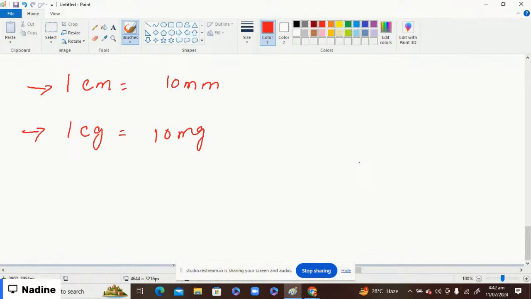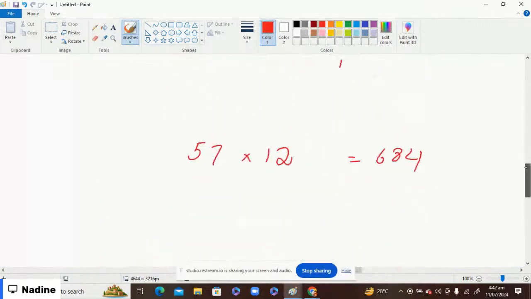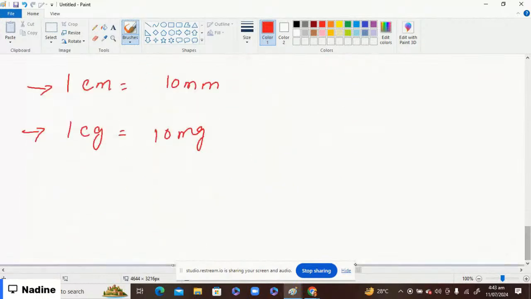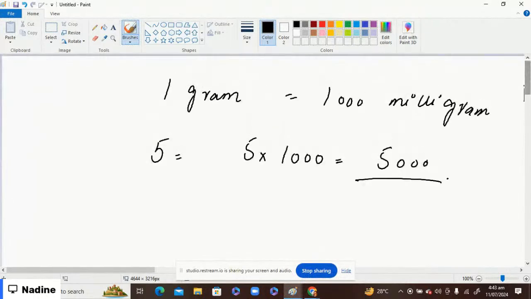Then let's pause for kilogram. Kilogram is just a big unit. So these are all the things that we have done: 1 meter is 100 centimeters, 1 centimeter is 10 millimeters, and 1 gram is equal to 1000 milligrams. These are all the things.